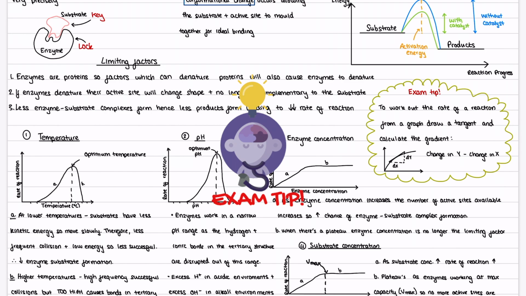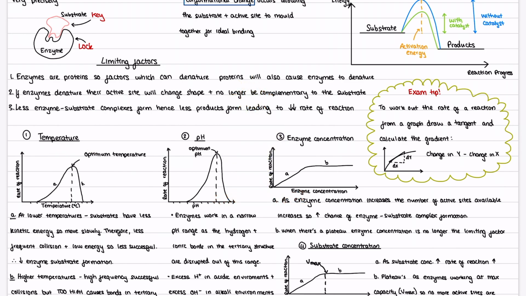In your exam, if there is a question about temperature as a limiting factor, remember to talk about kinetic energy and frequency of successful collisions. If they mention pH, remember to talk about ionic and hydrogen bonds.